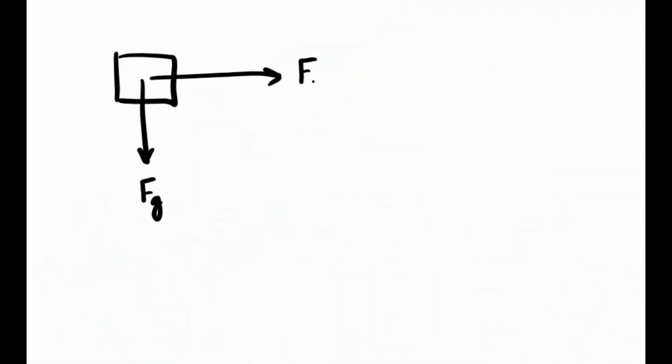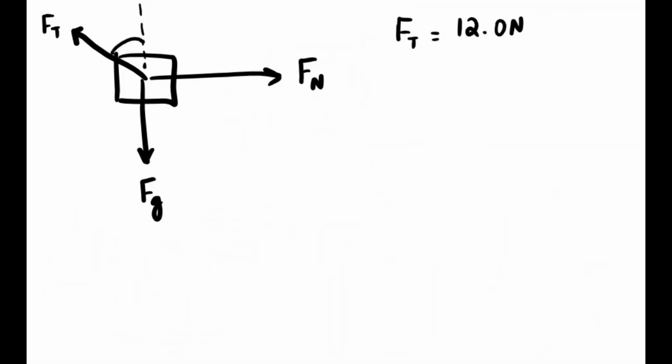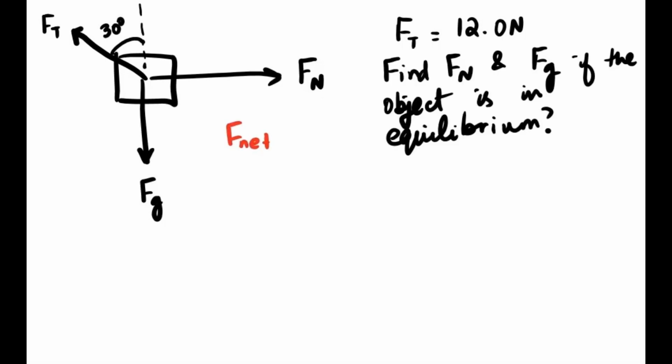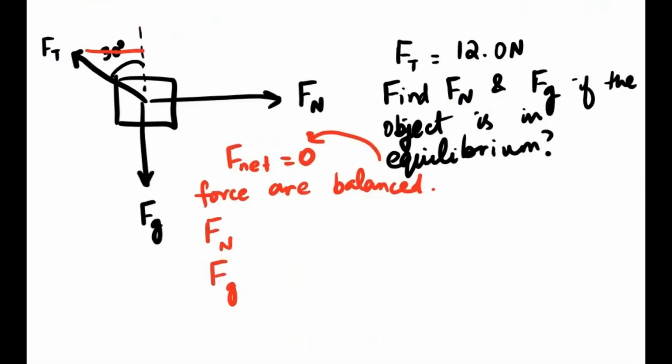Now let's take a look at another type of question where I have a normal force and a gravitational force making an angle of 90 degrees. I also have the object tied to a rope which is going to be pulled with a certain force. Let's say it's 12 newtons. Now I already know that equilibrium means net force is equal to 0, which means that the forces are balanced in each direction. And what I mean by each direction is that I'm going to look at the x and the y direction. And if I break down the tension force into its components, I have Ftx and Fty.